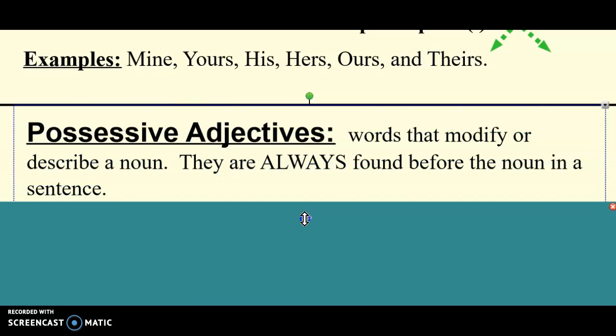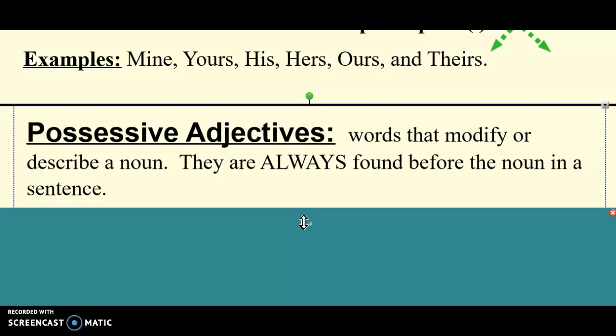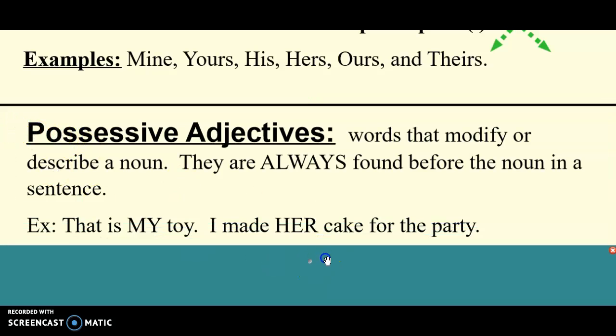So I'm going to start with the definition. Possessive adjectives are words that modify or describe a noun, which is the definition of an adjective. Possessive adjectives are just going to show some ownership to those things. Possessive adjectives are always found before the noun in a sentence. So if I show you an example here, and I say, that is my toy, my is describing the noun of toy, okay? Or I made her cake for the party, her is describing the cake. So those are going to be considered possessive adjectives.